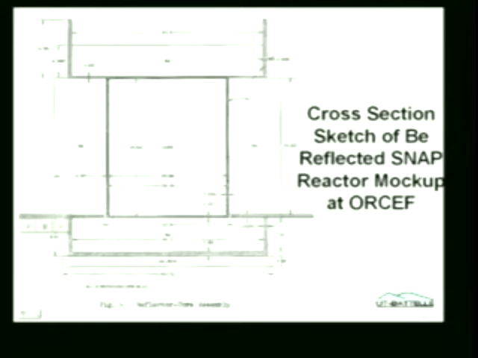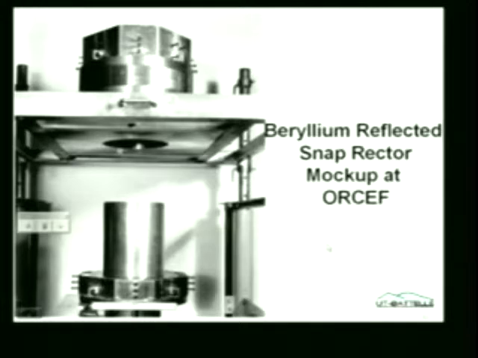Core, side reflector, top reflector, and bottom reflector. Bottom reflector and core again on the vertical lift. Here's a picture of the assembly with all the components.